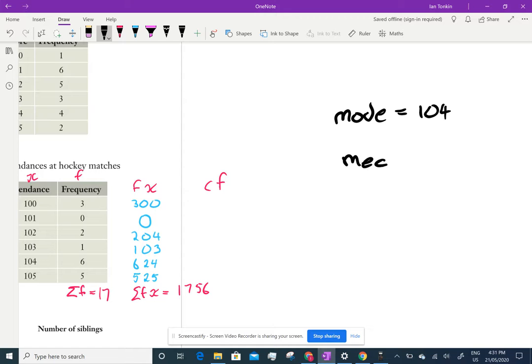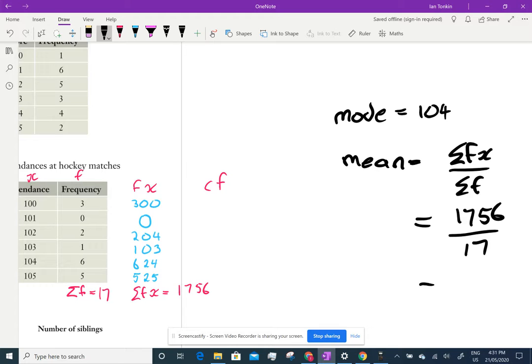by the way, I wouldn't do it this way. Sigma fx over sigma f, which is 1756 over 17. I'm just going to make sure I'm getting this right, so I'm going to get my answers up on my screen. And what are we doing? Question 3, D, I think, isn't it?